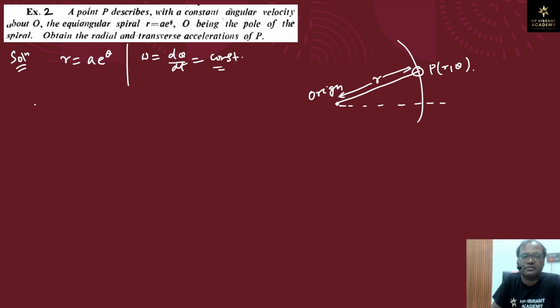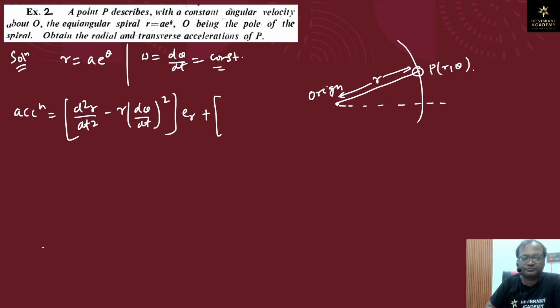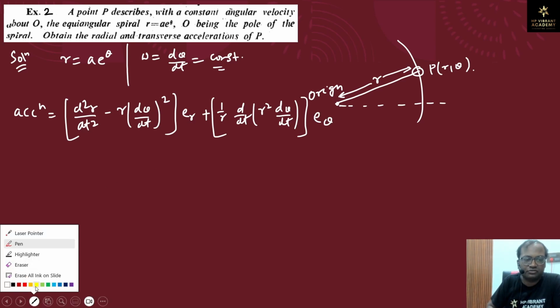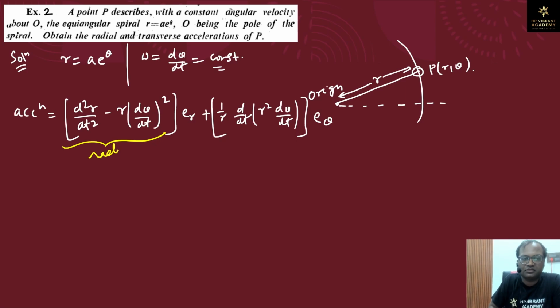So how have we expressed the acceleration? Acceleration is equal to d2r upon dt square minus r into (d theta upon dt) the whole square, into the unit vector along the radial direction, plus 1 upon r d upon dt of r square d theta upon dt, into the unit vector along the transverse direction. So this is our radial acceleration, and this is the transverse acceleration.